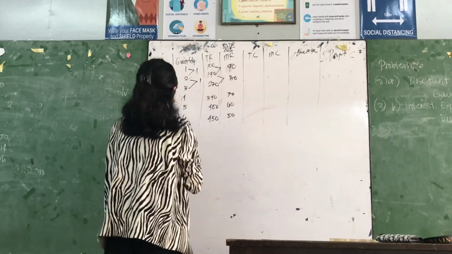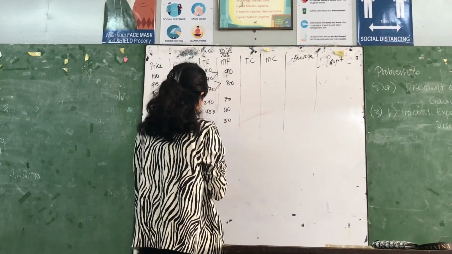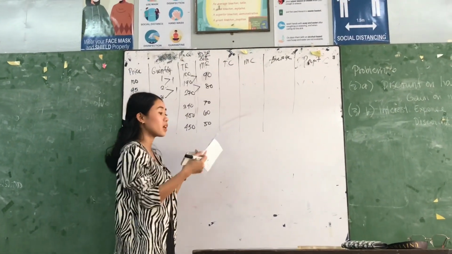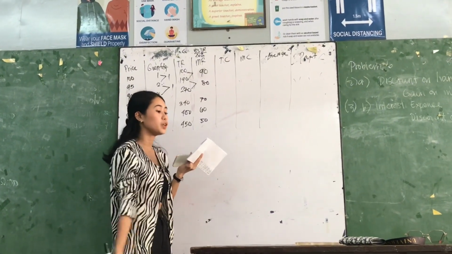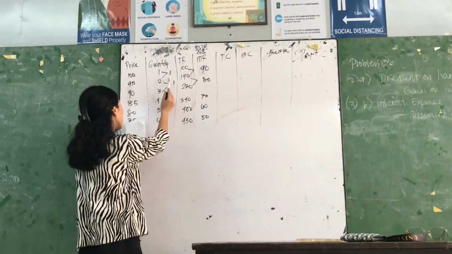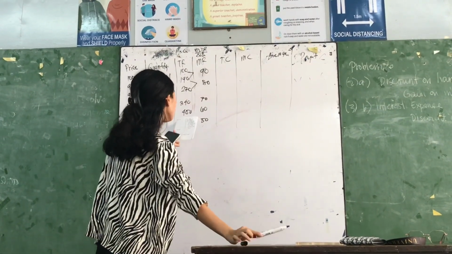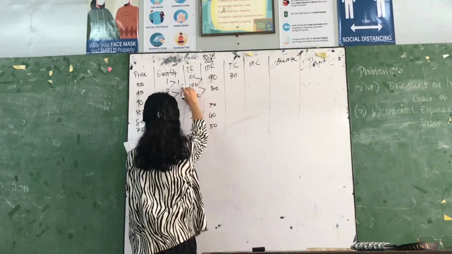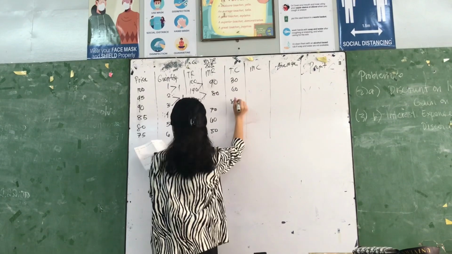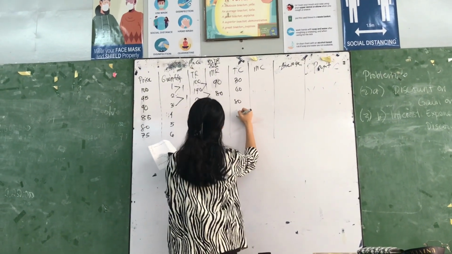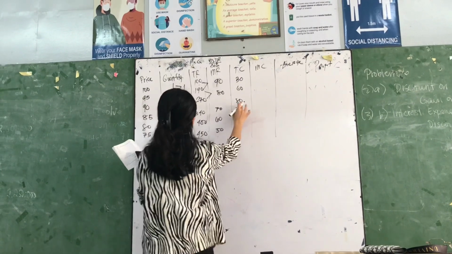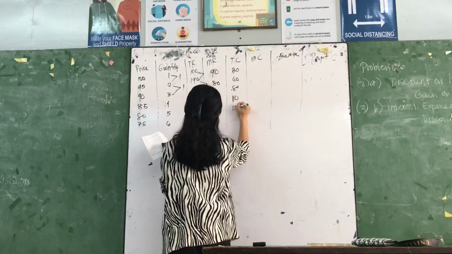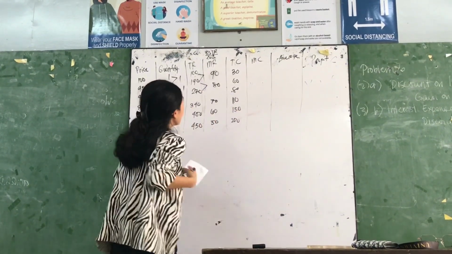So let's proceed to total cost. The total cost is, let's say that these are the total cost of producing these different units. So if I produce one unit, the cost should be 30. So let's say 30, and if 2 is 60, 80, 110, 150, and 100.